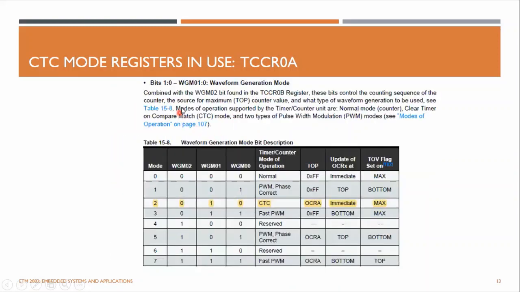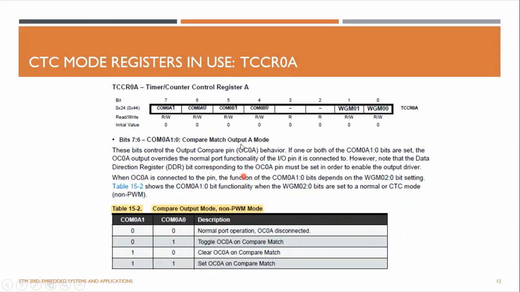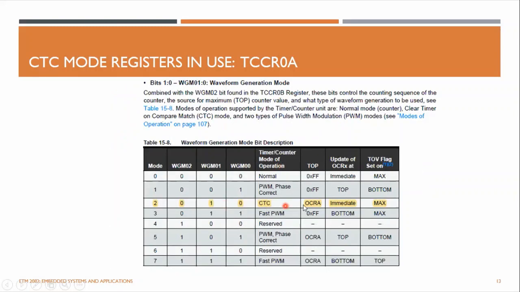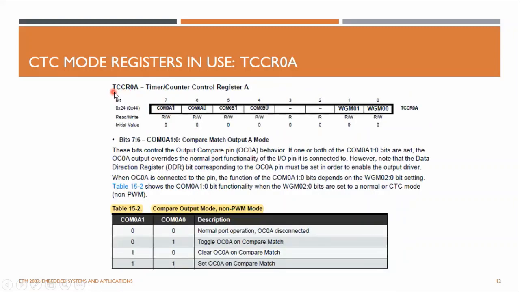And the other one is table 15.8. So for CTC mode, the WGM bits WGM01 and WGM00 should be 1 and 0. So this should be 1 and 0, right, if we want to use CTC mode. So we are dealing with CTC on timer 0, mode A.